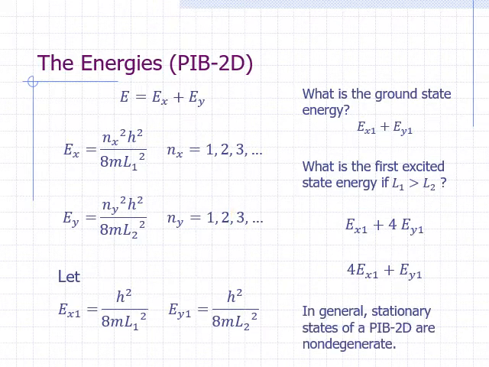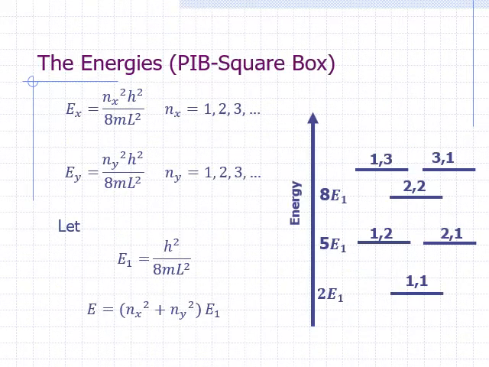We can see that, in general, stationary states of a particle in a rectangular box are non-degenerate. We say in general because, as we are about to see, if the box is a square, we will see degeneracy. Here's what happens if the box is a square.